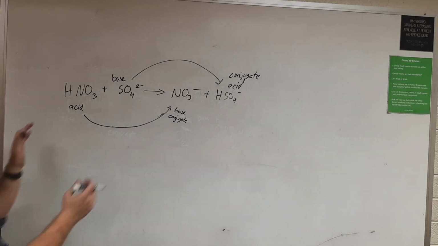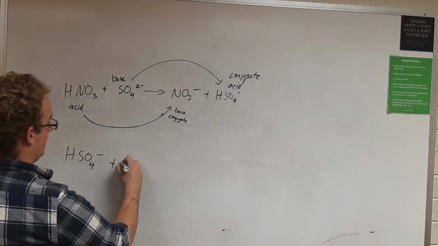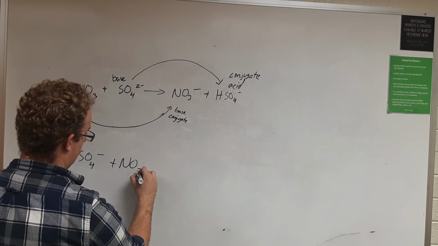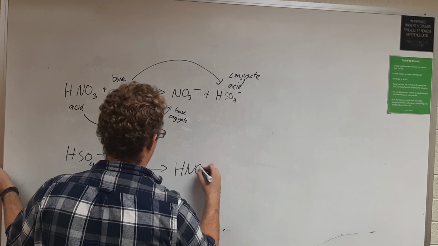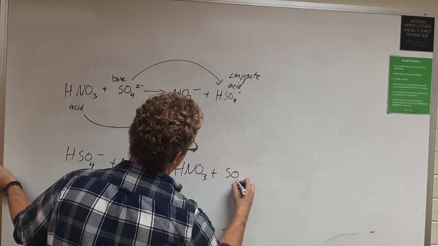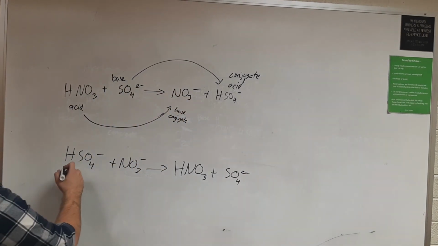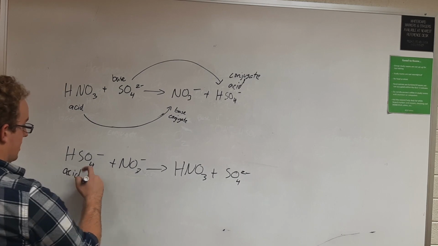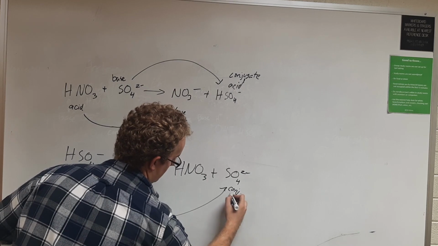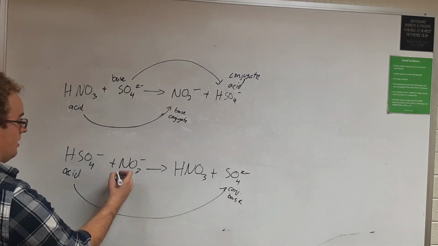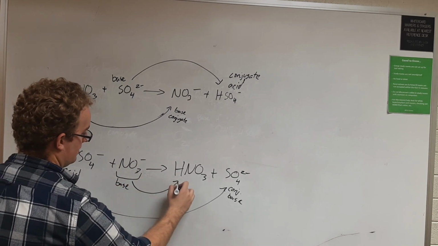In theory, we could have this going the opposite way, right? We could have HSO4 minus plus NO3 minus becomes nitric acid plus this sulfate base. Right? In theory, this is the acid here. It becomes sulfate. That's the conjugate base. And then this here is our base. It becomes this. This is the conjugate acid.